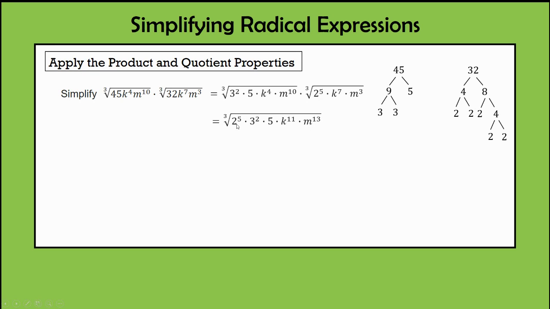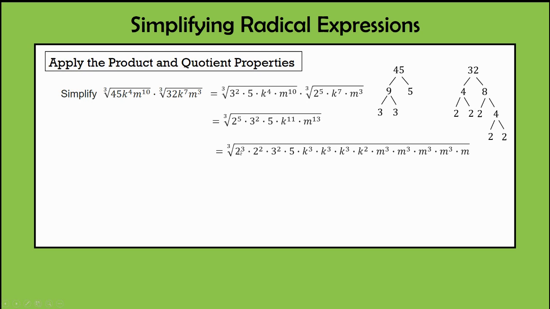Now I want to rewrite them as base numbers to the 3rd power. So 2 to the 5th becomes 2 cubed times 2 squared. That gives me the 5 2's that were here. 3 squared, 5 stays the same. K to the 11th is k cubed, k cubed, k cubed. That's 9. K squared is 10, 11. M to the 13th is m cubed, m cubed, m cubed. 4 of those, that's 12, and then one more m is 13. So that accounts for everything.